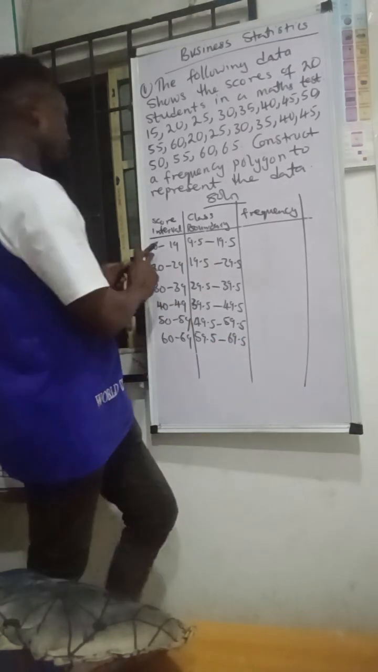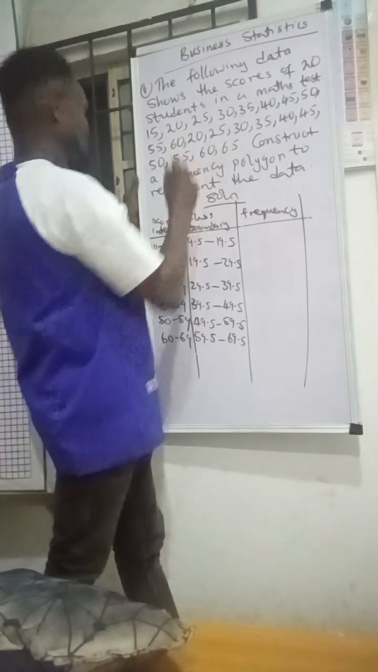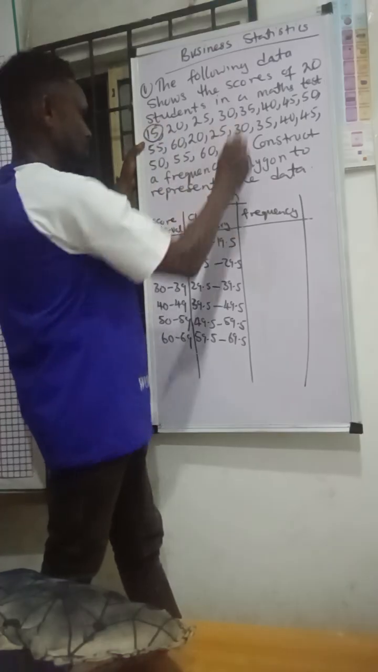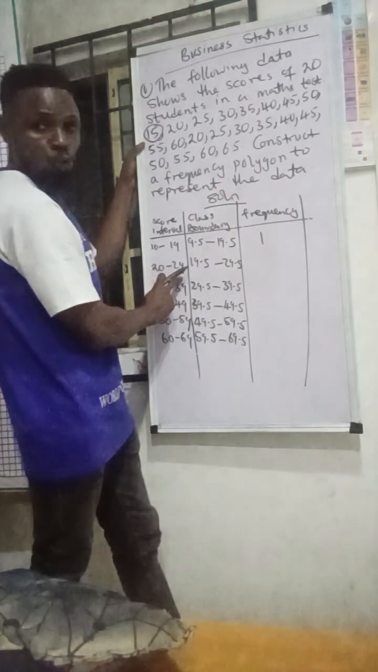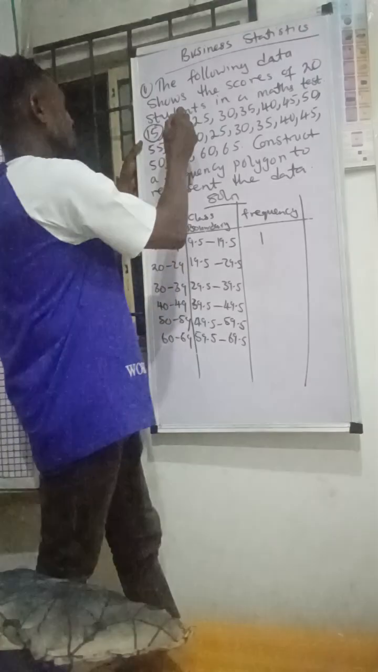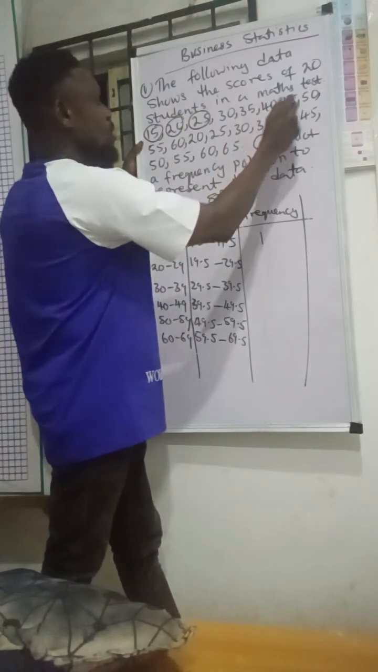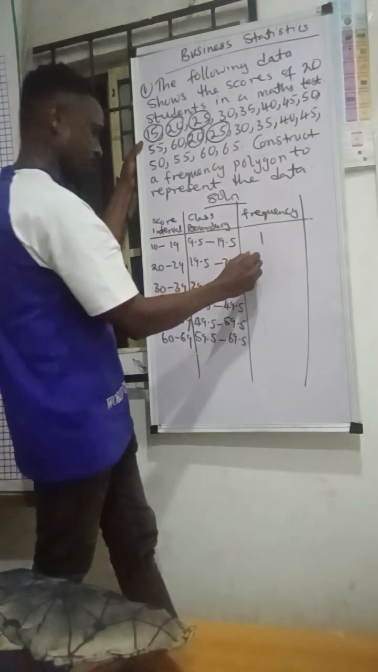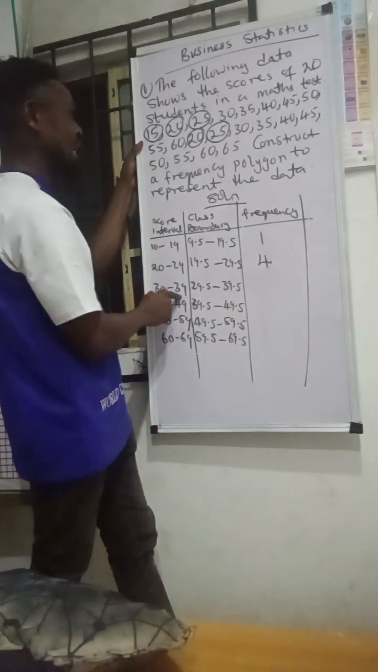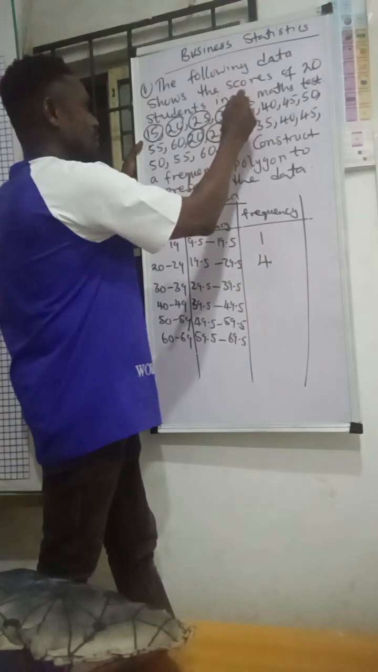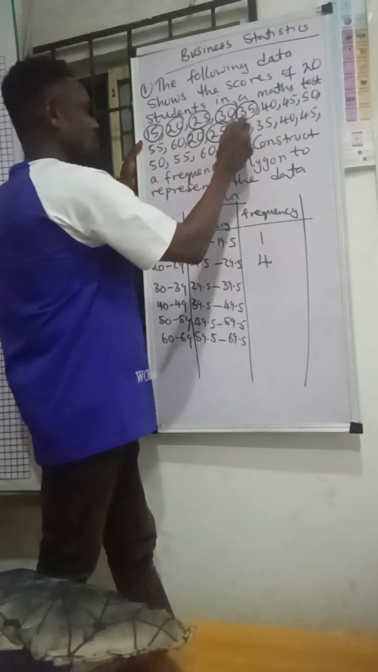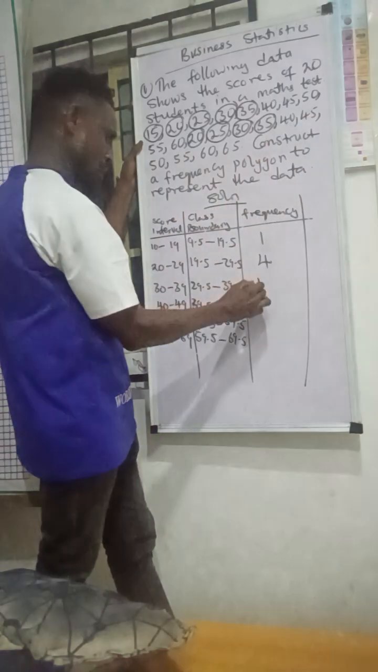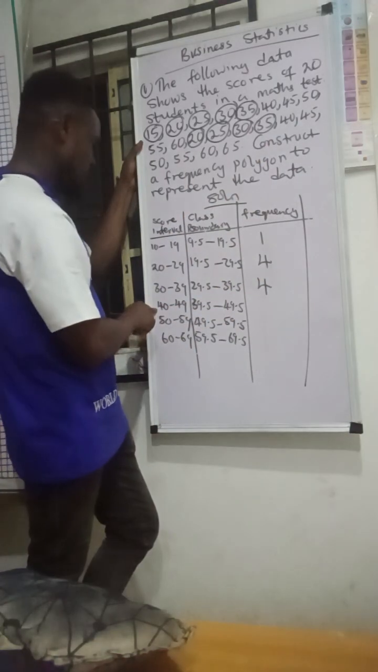Let's count the frequency now. Between 10 and 19, we have 15, so just 1. Between 20 and 29, we have 1, 2, 3, 4, no other one, so we keep 4 there. Between 30 and 39, we have 30, 35, and so on, 4 again.